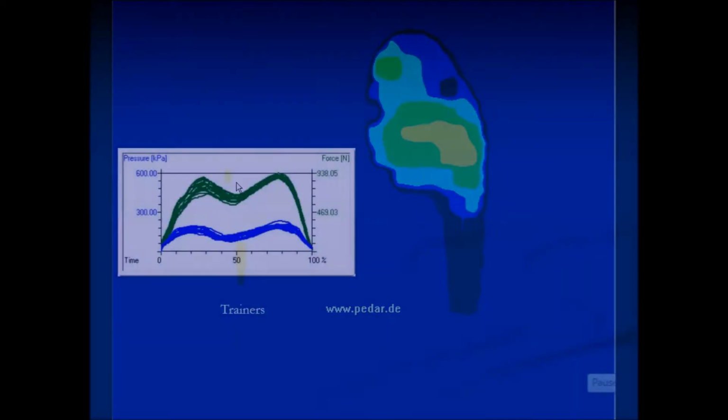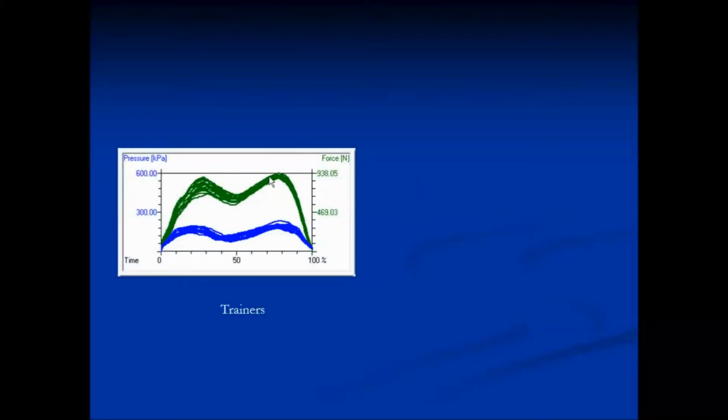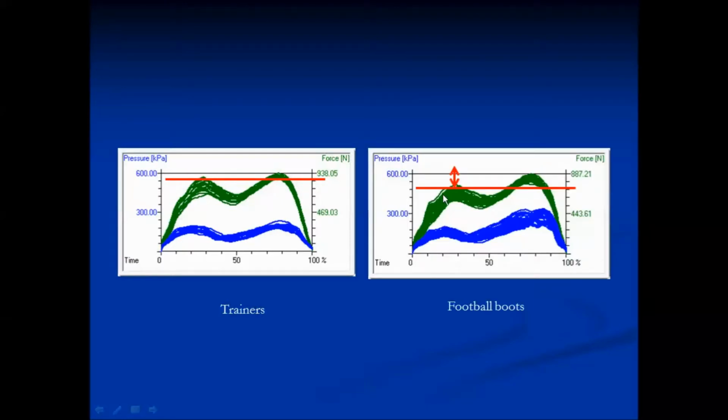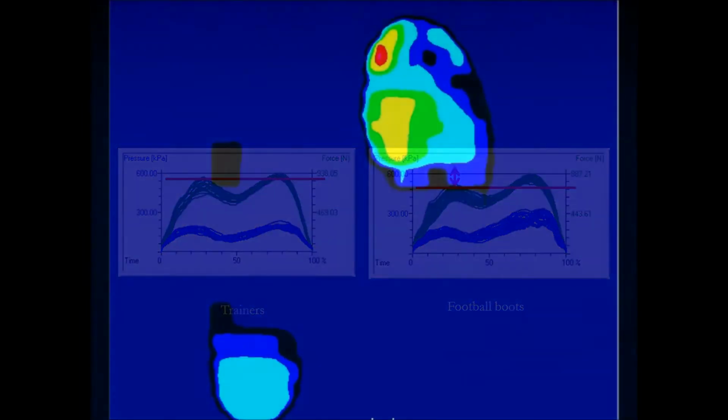If we look at the force time curve again in trainers, we can see that the two peaks have relatively similar values. By contrast, in football boots, it is very common to find a much lower value for the first peak, as the heel is in contact with the ground for a shorter period of time. This is usually because the flat nature of the boot has placed more stress on the calf muscle, and it results in an earlier heel lift. This is a video of the force beneath the foot in a pair of football boots.